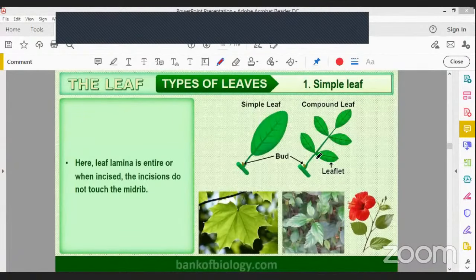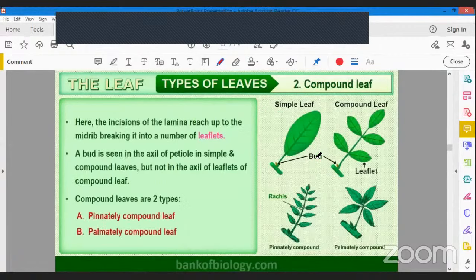Done. Simple leaf. Next one. Take down compound leaf. Here the incisions of the lamina will reach the midrib and it will break them down into small leaflets. Are you understanding? This is called as compound leaf.